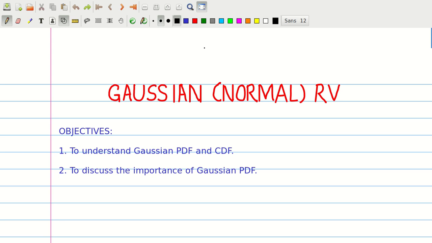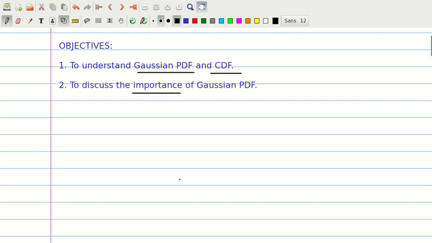a Gaussian PDF. For instance, the thermal noise, which is always present at the front end of a communication receiver, is modeled as a Gaussian random process whose samples are Gaussian random variables. In this module, we will understand the Gaussian PDF and the CDF, and we will discuss the importance of the Gaussian PDF. To begin with, let us first understand how to denote a Gaussian random variable mathematically.